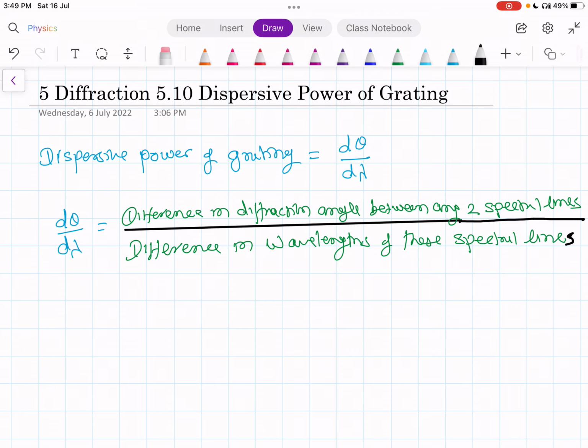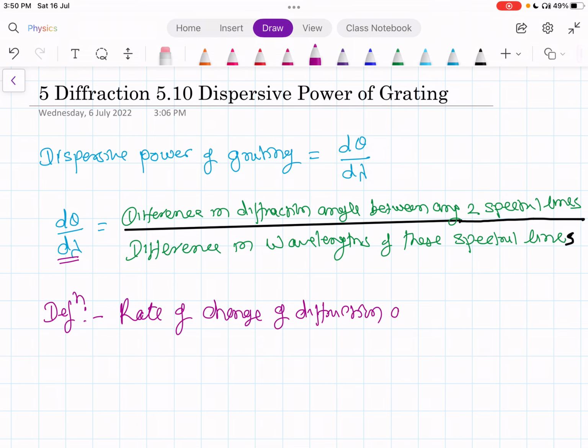that gives us the dispersive power. So this dispersive power can also be defined as the definition of d theta by d lambda. D theta by d lambda is nothing but the rate of change of diffraction angle with respect to wavelength, called the dispersive power of the grating.